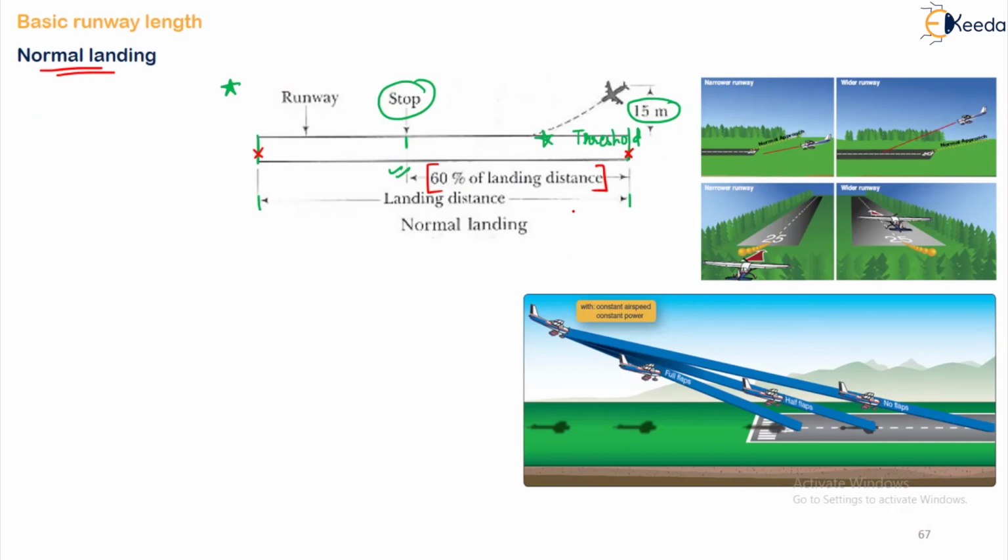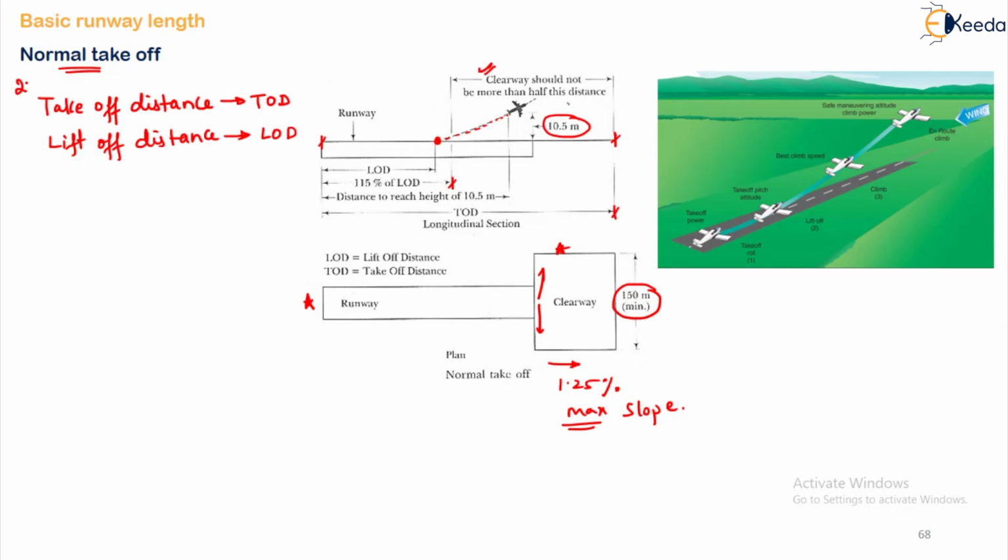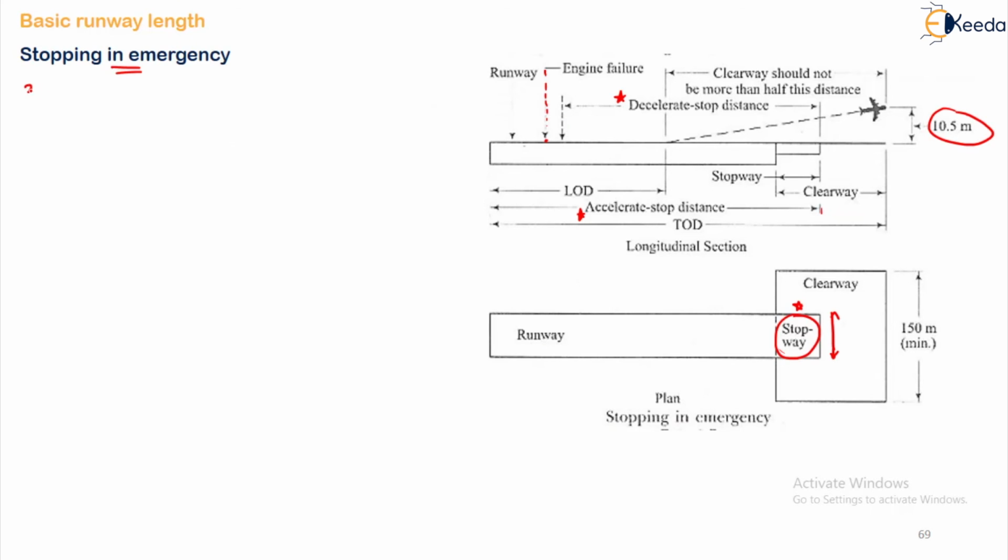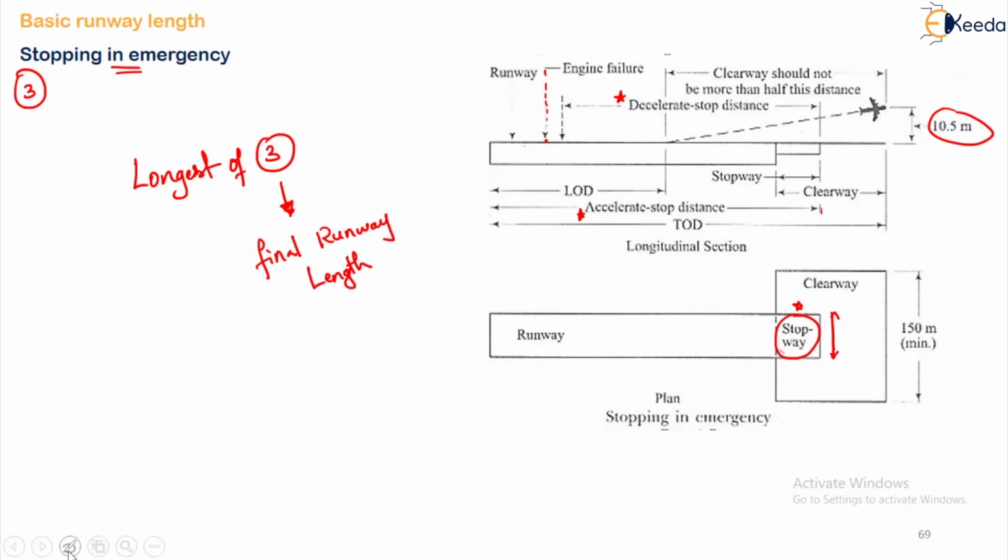Normally we have to calculate the basic runway length using all three, that is your normal landing, normal takeoff and stopping in emergency, and the one which gives the longest of the three should be taken as your final runway length. Based on all these three we have to calculate, and then take the longest as the final runway length.